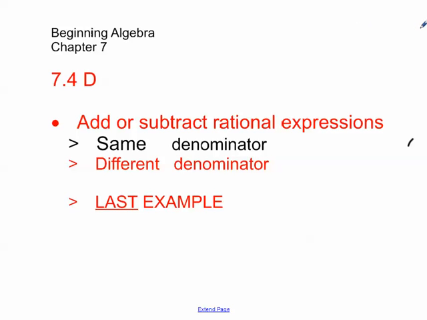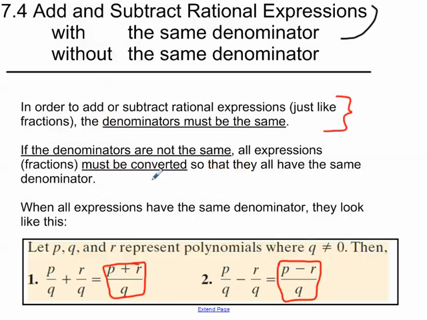Alright, so this is going to be our last example in 7.4D. Chapter 7, Rational Expressions. 7.4 is adding or subtracting rational expressions, and D talks about different denominators, and this is going to be our last example. So I'm going to fast forward. I'm going to probably go through this pretty quick. Hopefully we'll be done pretty soon.